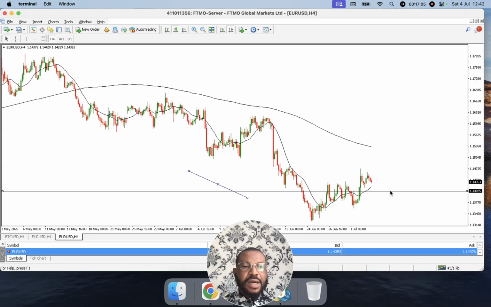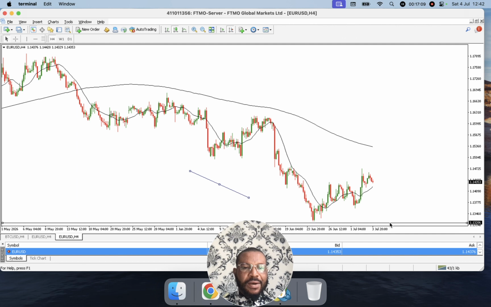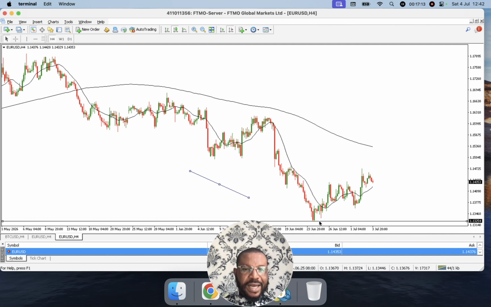Now, I'll take this my horizontal line. I want to keep it here as a line of departure of the buyers. This is where the buyers launch their campaign. This is where they start the offense. They start the attack. This is where the buyers start the attack. So I'll keep this rectangle by here.